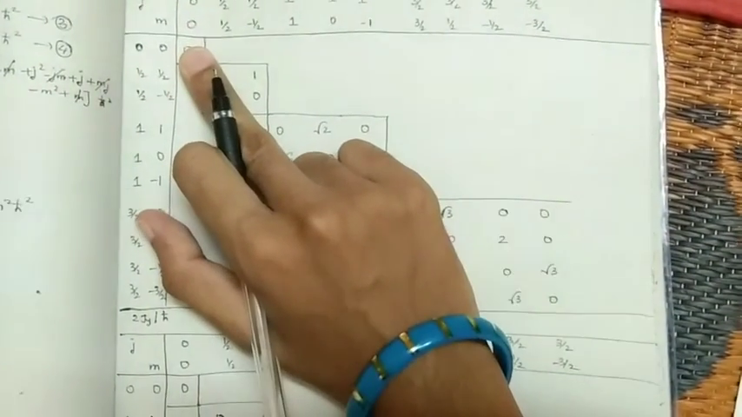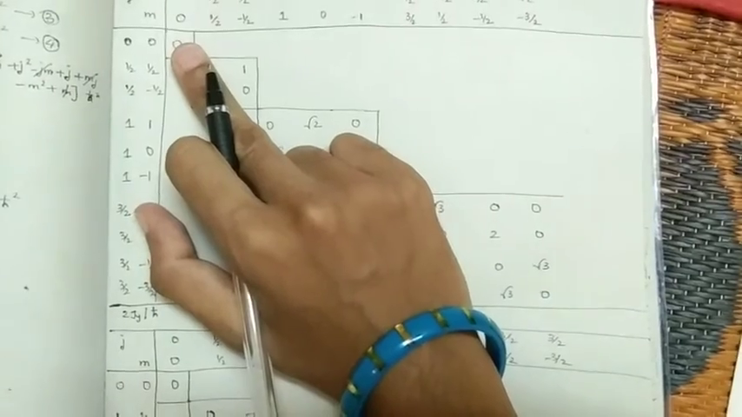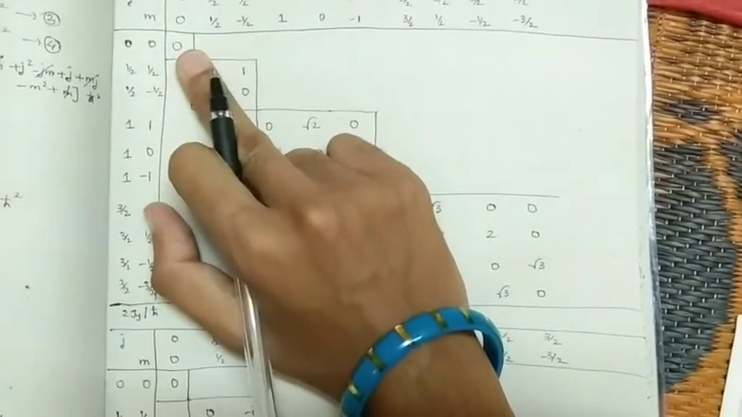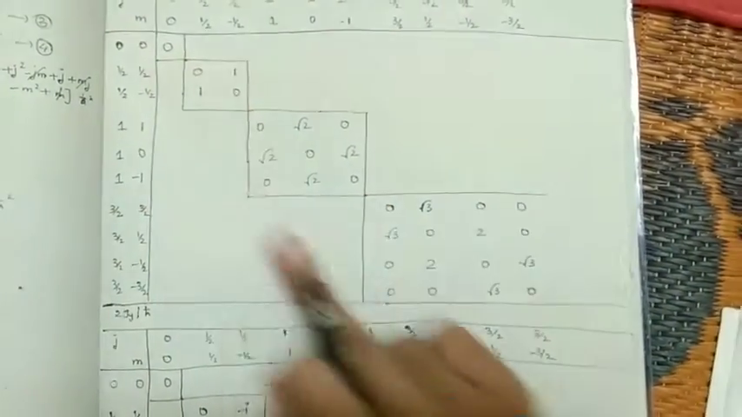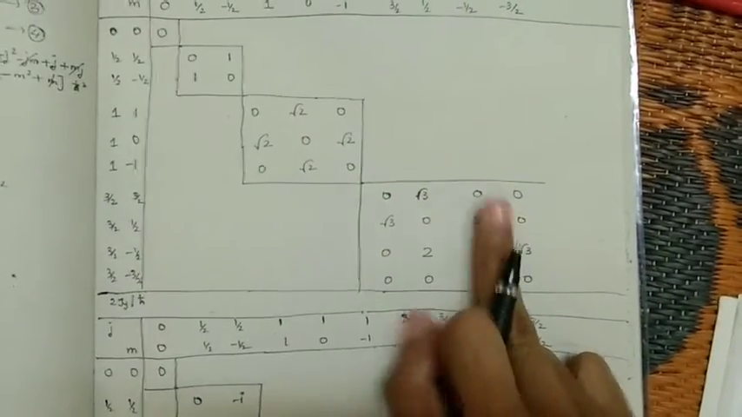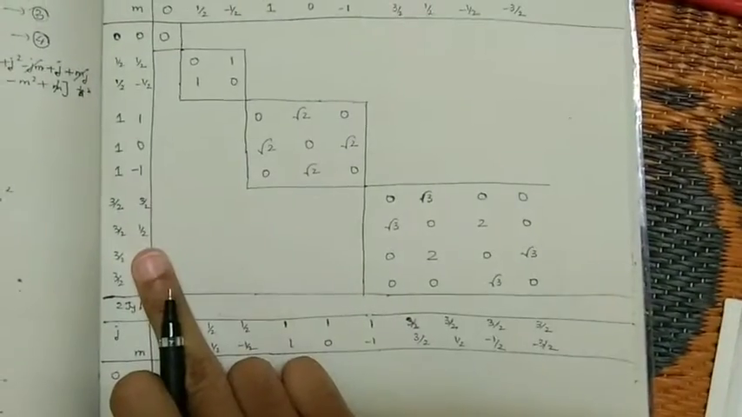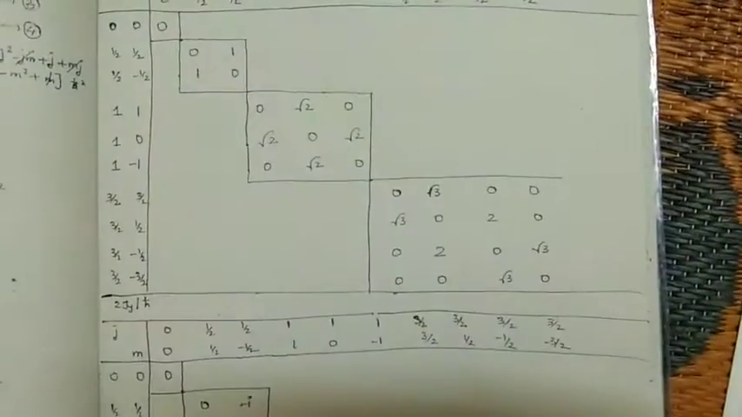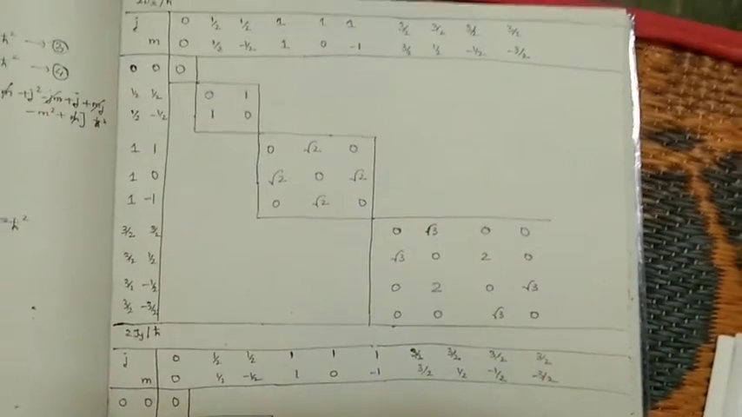For J value equal to 0, we would have a 1 by 1 matrix as we have discussed in the previous video, that is 0. And this is a 2 by 2 matrix, this is 3 by 3, and this is 4 by 4, depending on the values of J and their corresponding m values. So these are the list of matrices for 2Jx by h cut.